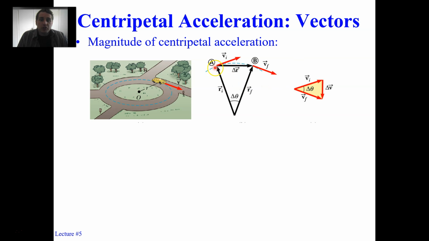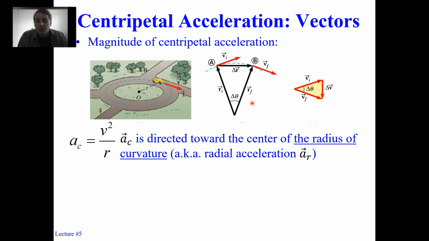Notice the change in position is from A to B, and the change in position vector is from A to B, that's a straight line, but the path is actually this blue dashed path. Okay, so we go in a circular path. Notice also the angle changes. We'll come back to that. That's delta theta.